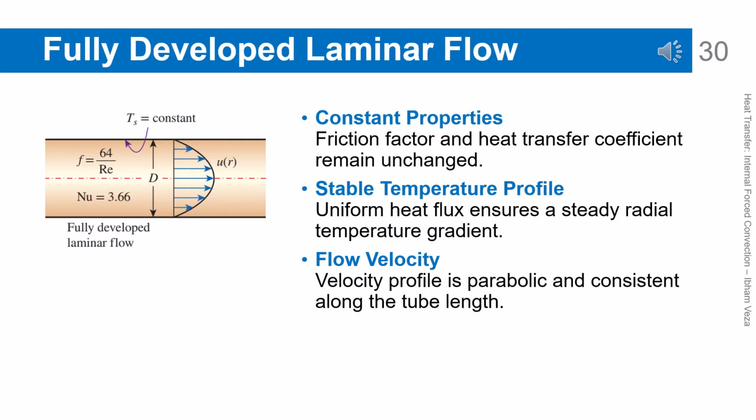Fully developed laminar flow. In fully developed laminar flow, the flow properties no longer change along the flow direction. The friction factor and the heat transfer coefficient become constant. The velocity profile remains parabolic along the entire pipe length. With uniform heat flux, the radial temperature gradient also remains constant. This condition allows the use of simple analytical solutions.